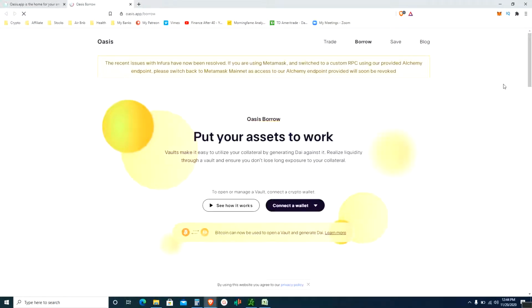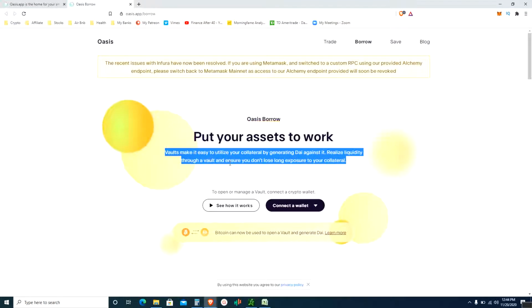Okay. Put your assets to work. Let's read a little bit. Oasis Borrow vaults make it easy to utilize your collateral by generating DAI against it. Realize liquidity through a vault and ensure you don't lose long exposure to your collateral. So basically, let's say I have like $200 in my MetaMask in Ethereum. You put $200 of Ethereum as collateral, and you generate a loan of like $100 in DAI. We're gonna see the exact details in a minute or so.